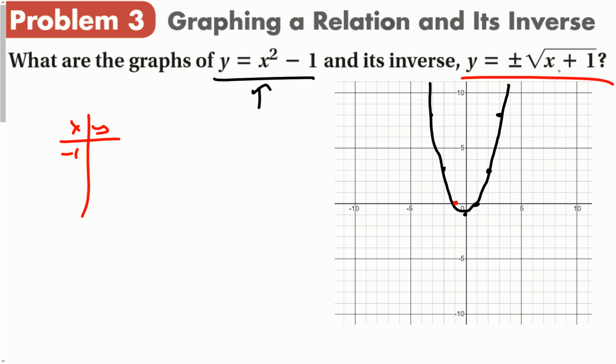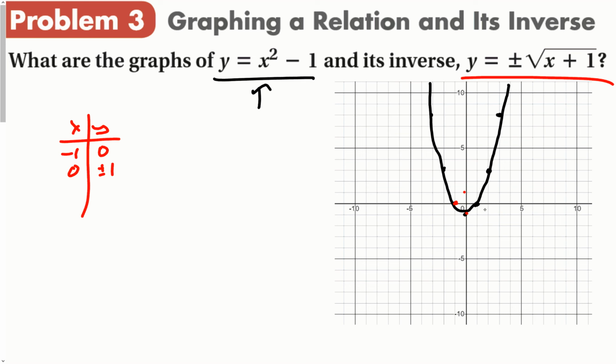If I plug in -1, right, I get -1. So that's plus or minus 0, right? Plus or minus 0 doesn't mean anything. It's just 0. So we get this. Well, this point right here was 0, 1, and 0, -1, which means I should get those two as coordinates. And it actually works because if I plug in 0, I get 0 plus 1, square root of 1 is 1 plus or minus, so I get plus or minus 1. Okay, so that's 0, 1 right there, and 0, -1.